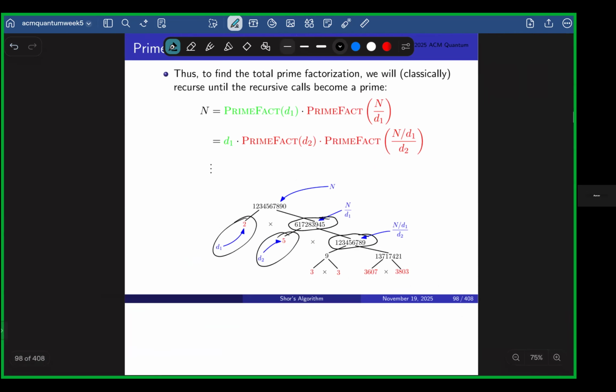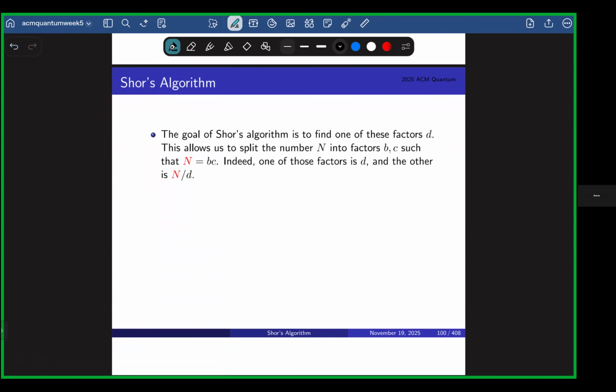Again, find one of these factors d, and then you can split the number n into two factors b and c, and then n equals b times c. One of the factors is d, and the other one is n over d. So then you just do recursive calls.